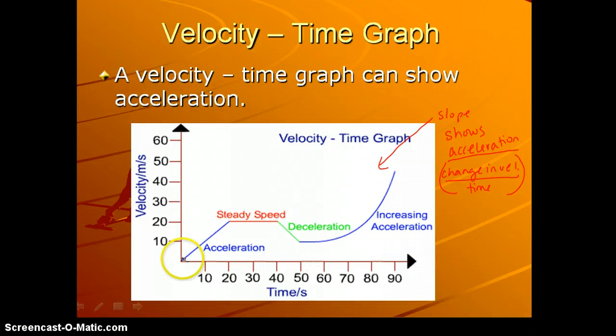I would go ahead and write these in so you can see what it looks like. Acceleration is shown here on a velocity time graph. Steady speed is a straight line across. Deceleration. And then this right here is showing increasing acceleration. It's not a constant acceleration, it's showing a changing acceleration.